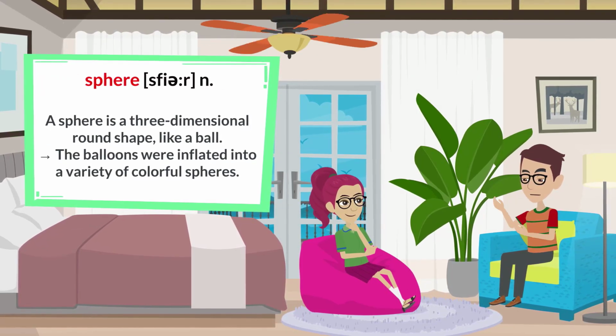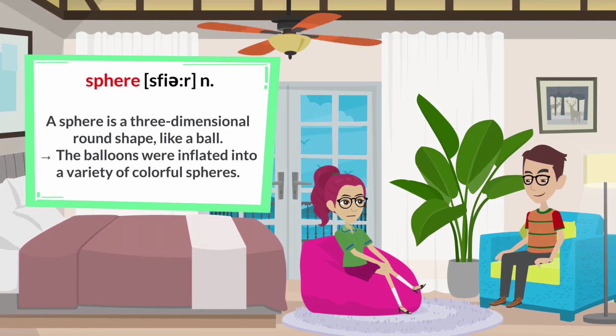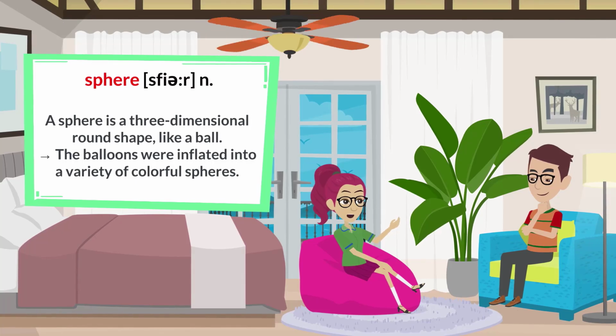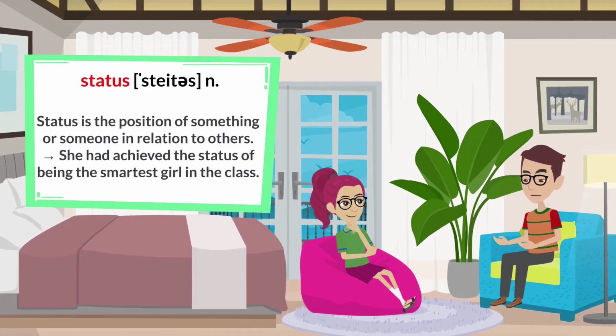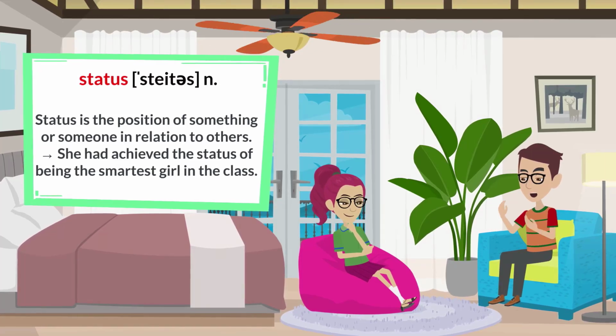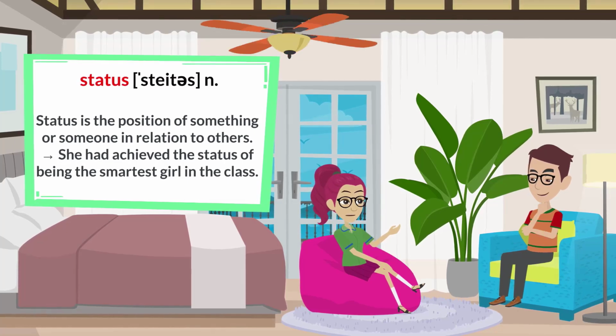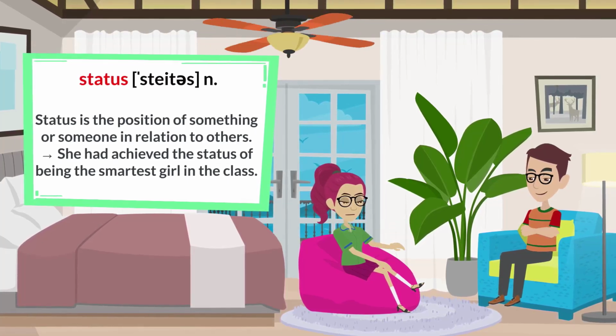Sphere. A sphere is a three-dimensional round shape, like a ball. The balloons were inflated into a variety of colorful spheres. Status. Status is the position of something or someone in relation to others. She had achieved the status of being the smartest girl in the class.